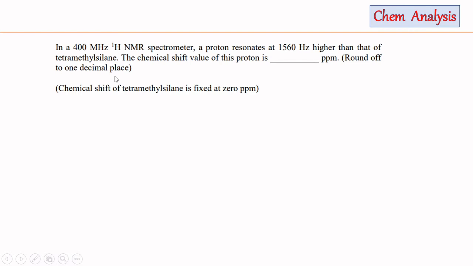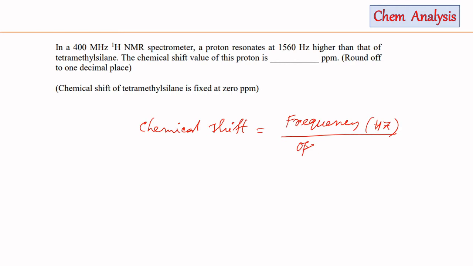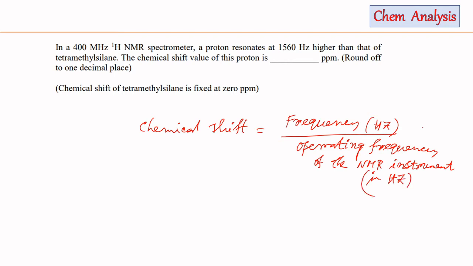Now, from the formula of chemical shift, the chemical shift of a peak or of a proton is equal to the frequency of the proton in the proton NMR in Hertz, divided by the operating frequency of the instrument in Hertz, multiplied by 10 to the 6, and the unit of the chemical shift will be in ppm.